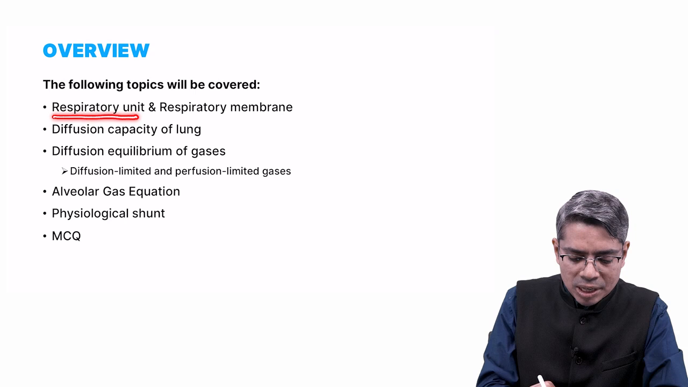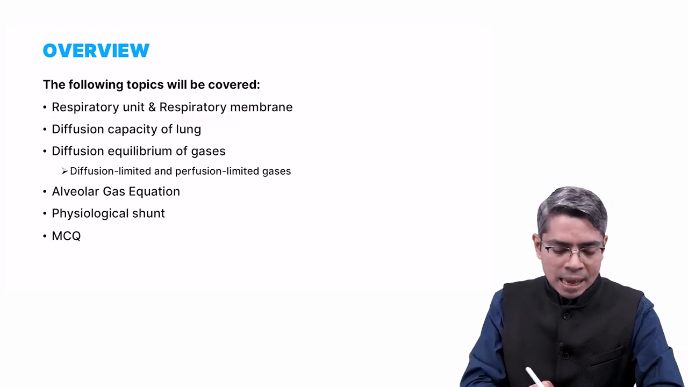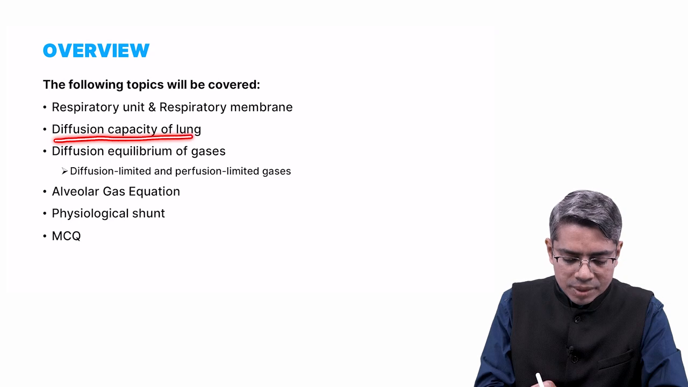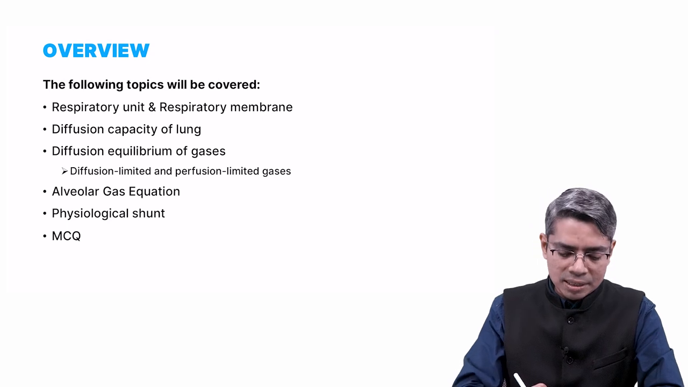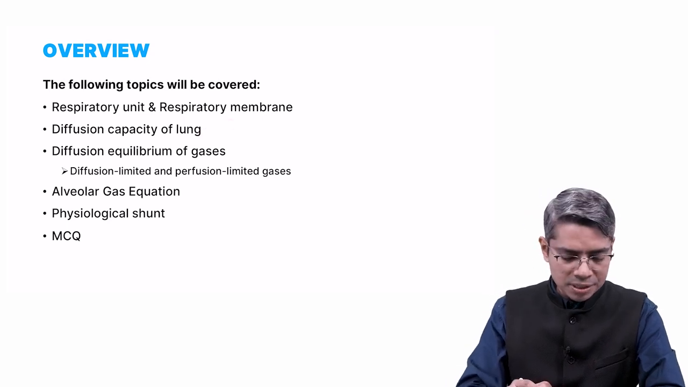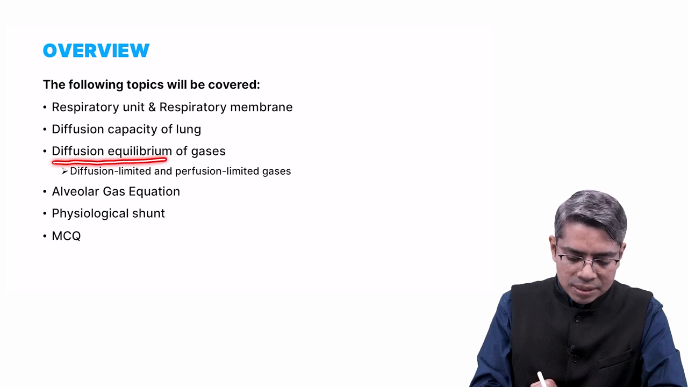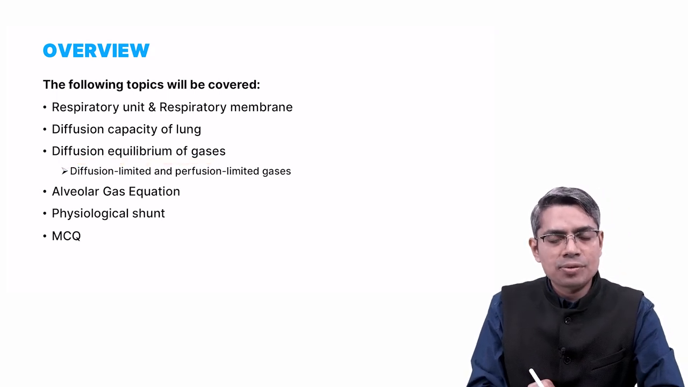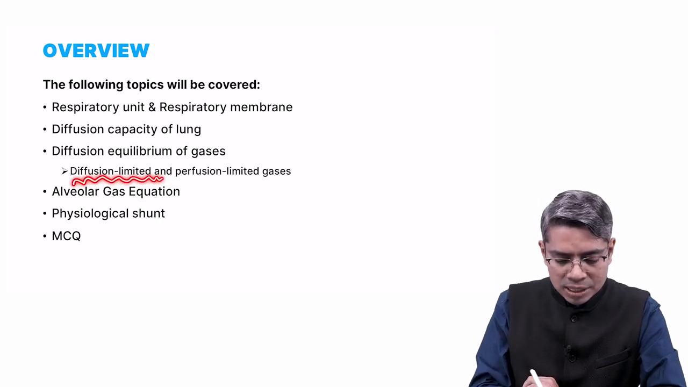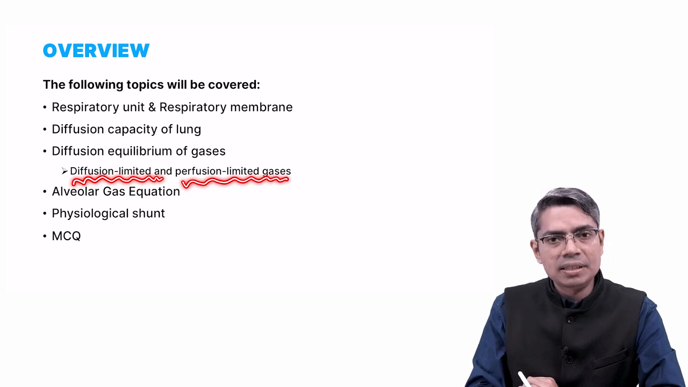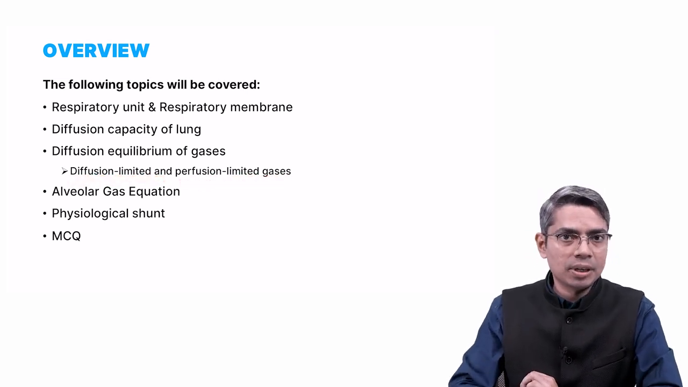So what we are going to learn in this session: first we are going to discuss the meaning of respiratory unit and respiratory membrane, and then the diffusion capacity of the lung. What is the formula used to calculate the diffusion capacity of the lung, that we are going to discuss. After that, we are going to discuss diffusion equilibrium of gases. This is one important concept where you have to understand the diffusion limited gas and perfusion limited gas. What is the concept of that, you have to understand.